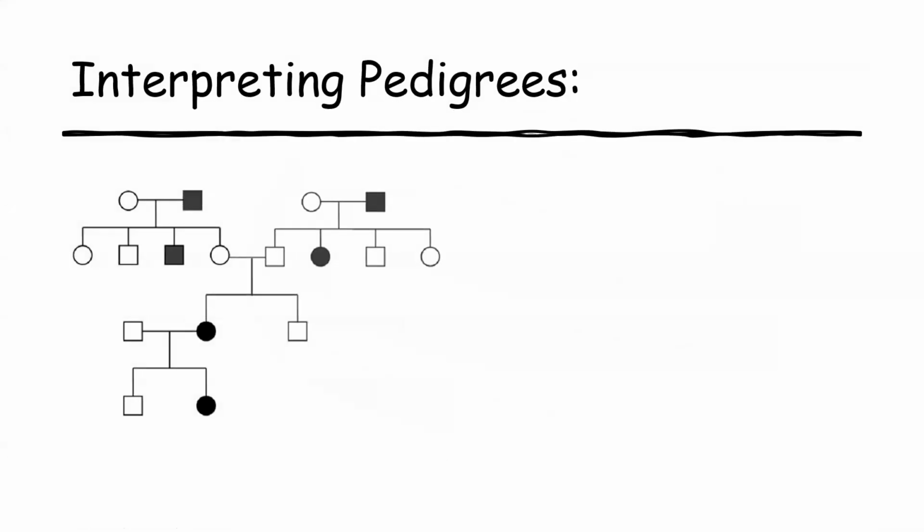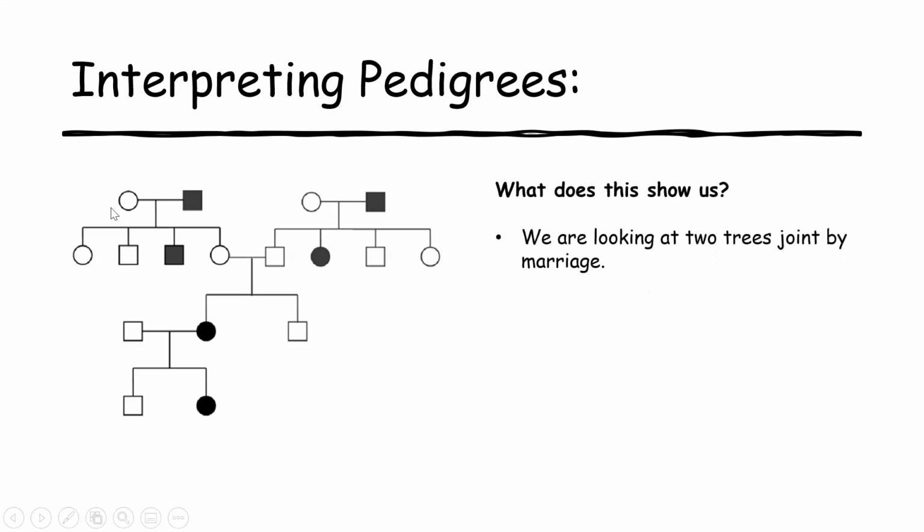Okay, so interpreting our pedigrees. Now, let's have a look at this one. This is an interesting one. We've got the individual, parents, great grandparents, great great grandparents, so 1, 2, 3, 4 generations that we're looking at. What does it show us? We're looking at 2 trees. We've got great great grandparents, and then the marriage line that's joining them. So we're looking at 2 trees joined by marriage.